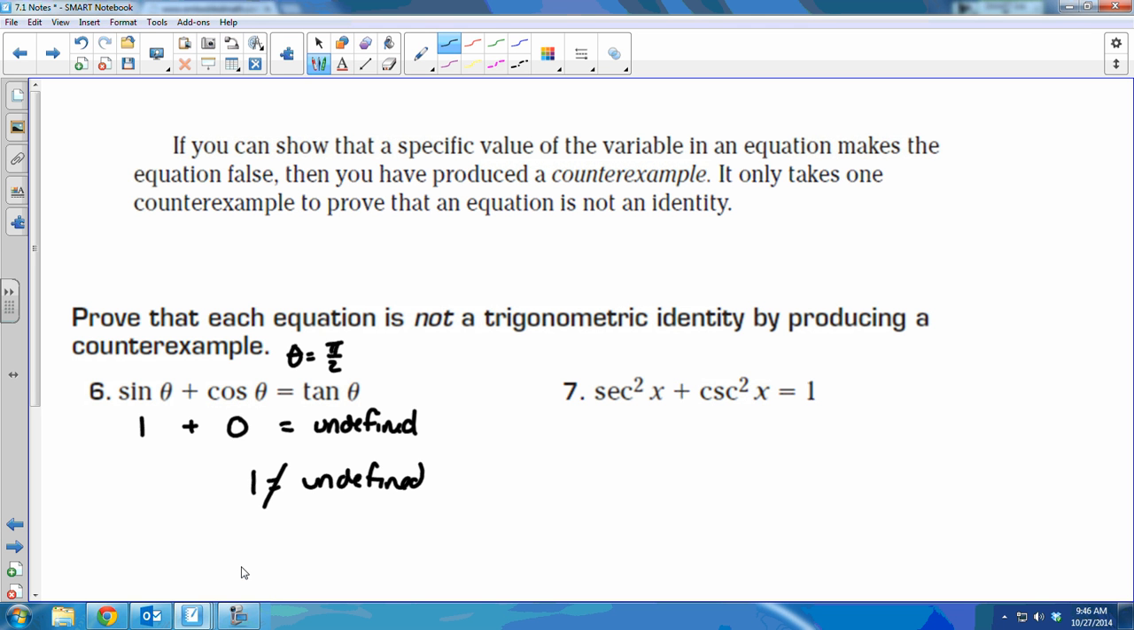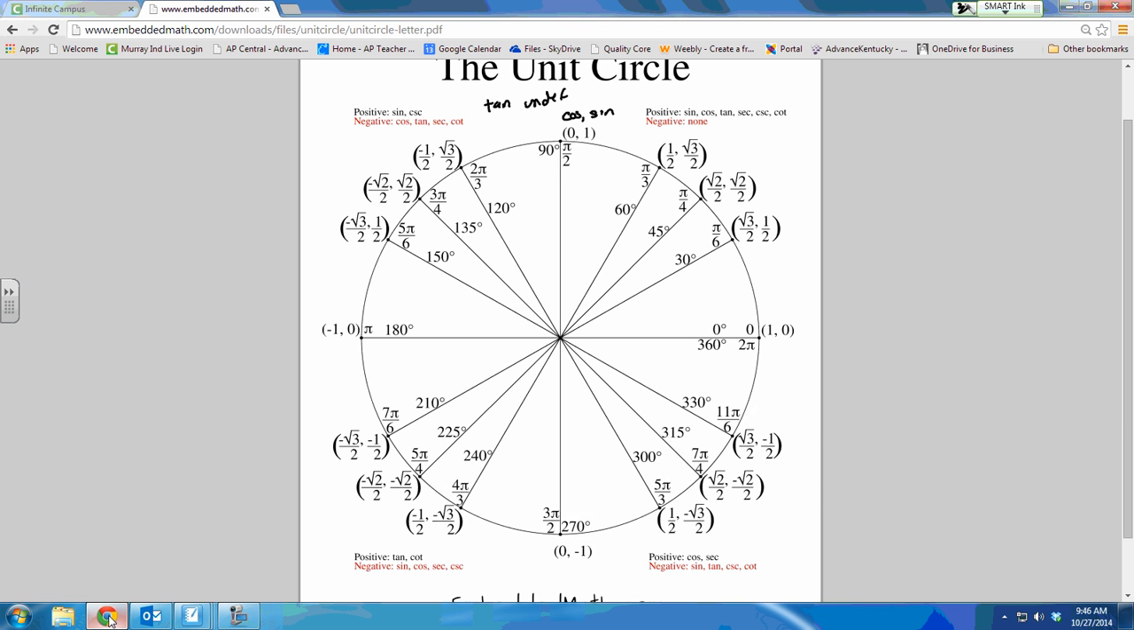All right, so the second one is saying secant squared x plus cosecant squared x equals 1. Remember, secant is just the reciprocal of cosine, and cosecant is just the reciprocal of sine. So again, we can choose different values. Some of them may work out, but it's telling you to find a counterexample, so I know that you can find at least one. So again, look at the unit circle, and you want to pick some value. I would not suggest using pi over 2, pi, or 2 pi, because if you take the reciprocals of some of those, you end up actually getting 1. So tricky.